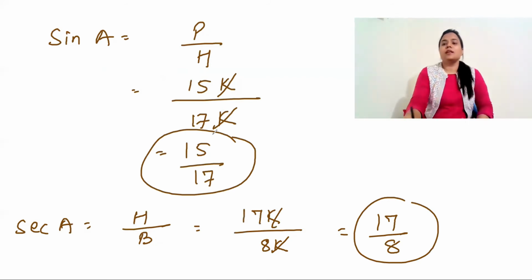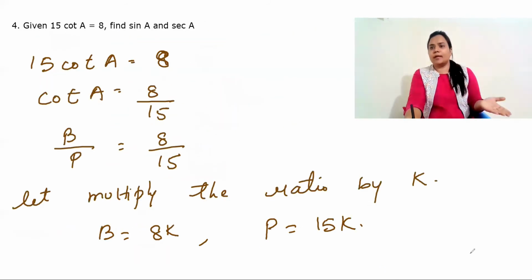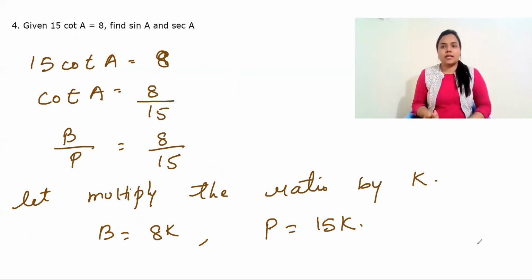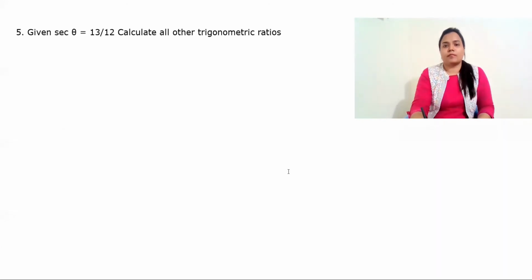Clear? So easy. We just have to multiply the ratio by any alphabet you can take. I am just taking K. You can take any alphabet. Then by using Pythagoras theorem, we will find the third side, and then we can find any T ratio. Clear? So let us move to the next question.